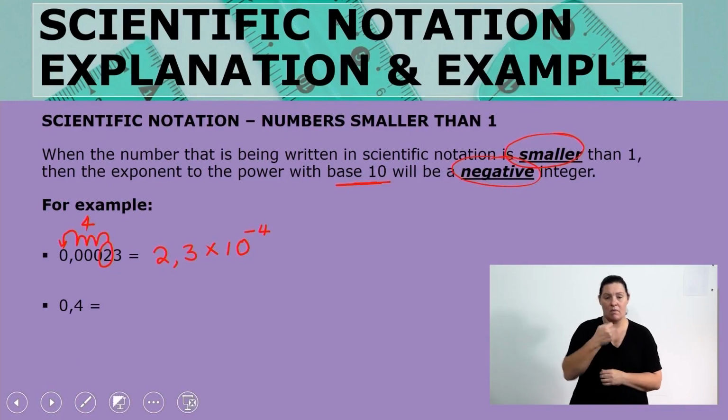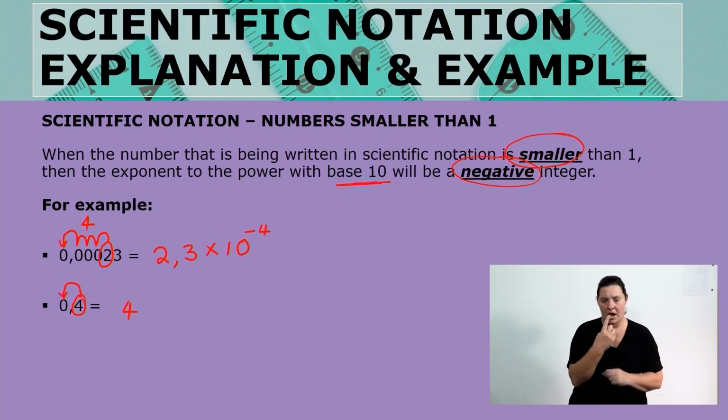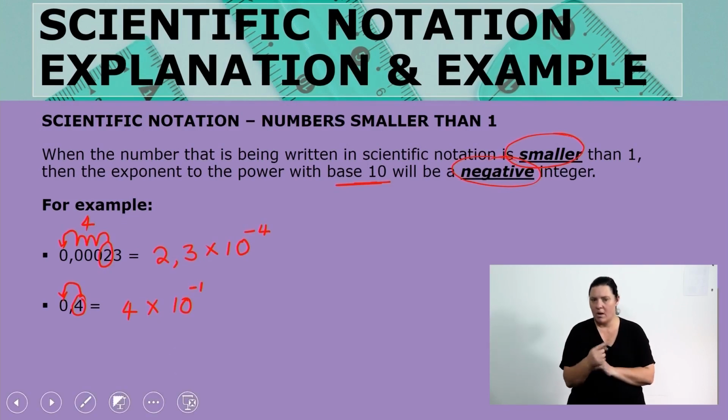Then we have 0,4, and for us to write that in scientific notation, which number are we shifting? It is the 4. So we are going to have 4. There are no other numbers there with the 4. So we are going to write that as 4. And how many spaces does it shift to the left? It is only 1 space. So that is going to be 4 multiplied by 10 to the exponent negative 1. Why is it negative? It is because we are shifting to the left.